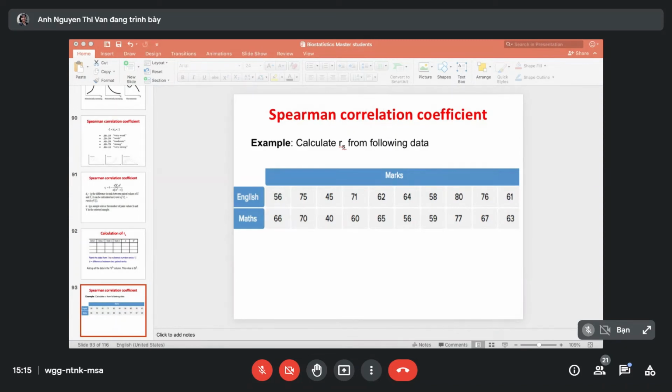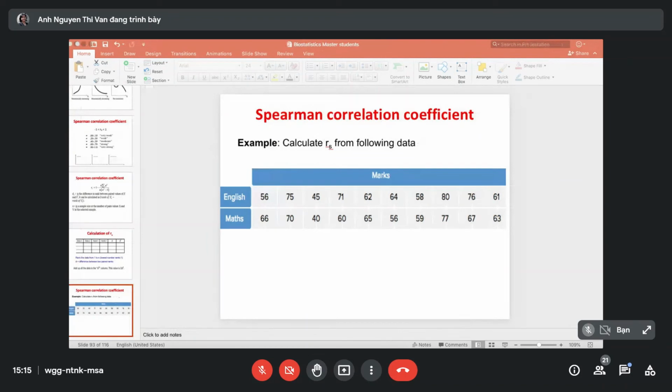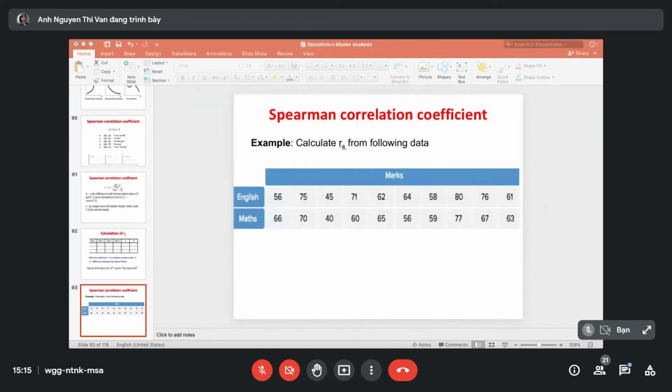Đỗ Bích Ngọc, yes. Anyone have the same result? Yes, I have the same result. Okay. Cô Phạm Ngọc Hà, can you present the solution of this exercise?